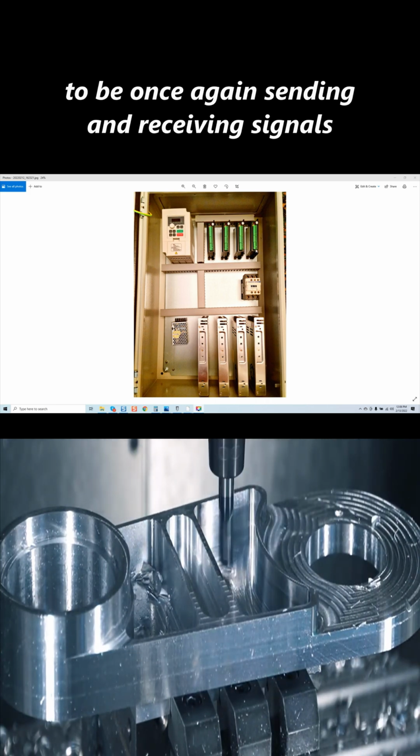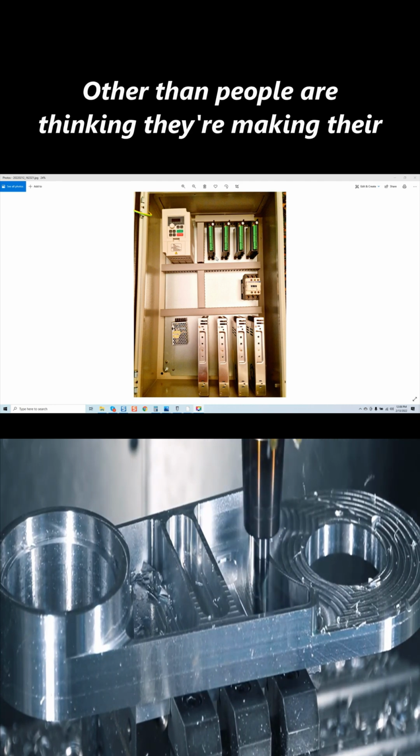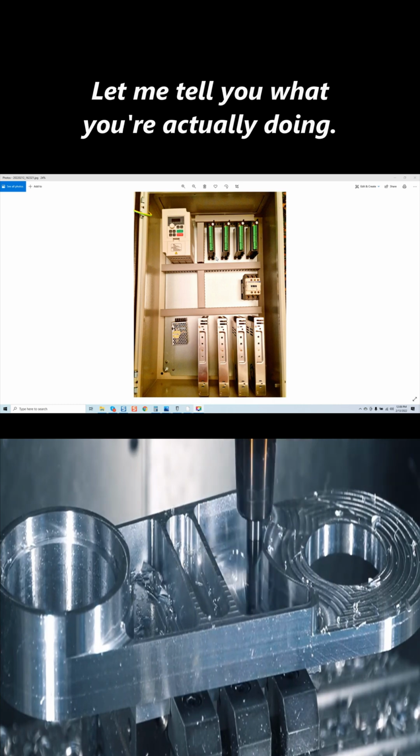sending and receiving signals to your motors, I have no idea where this is coming from, other than people are thinking they're making their system neat. Let me tell you what you're actually doing.